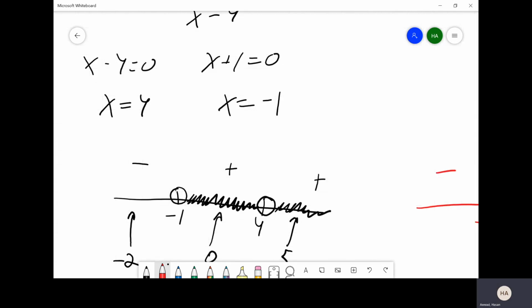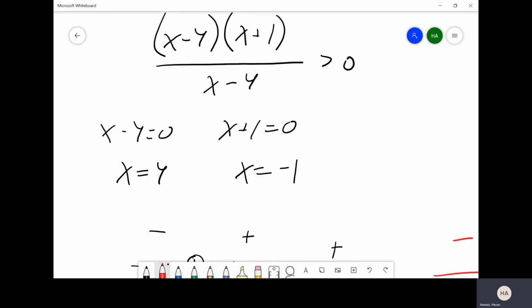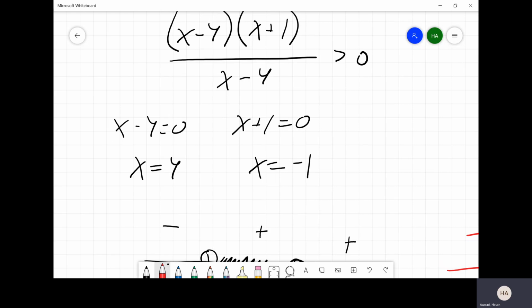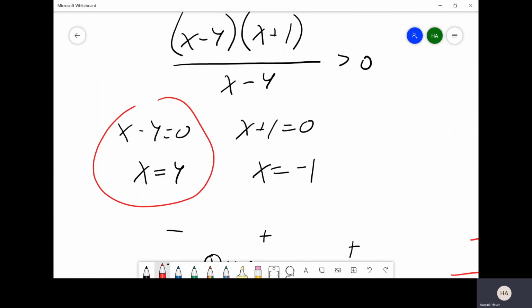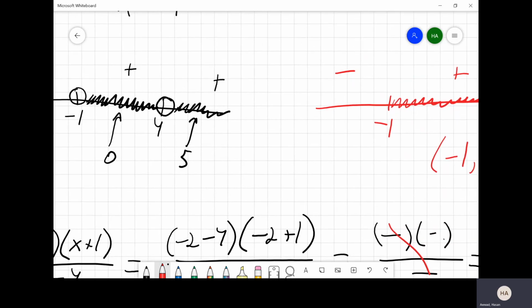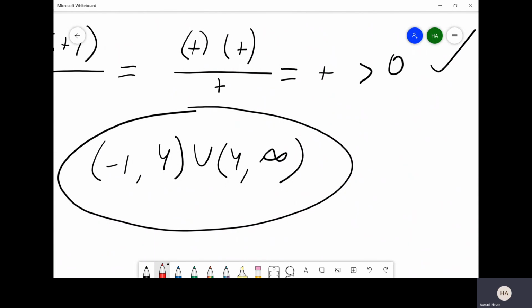Okay, but again, same process. We factored, we set our numerator and denominator equal to 0, which means each factor equal to 0. I had x minus 4 twice, so I only wrote it once here. Then we plotted them onto our number line. We did our test points, and we saw that 2 intervals worked, and our final solution, once again, from -1 to 4, 4 to infinity.